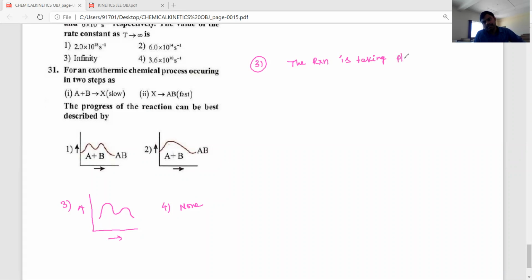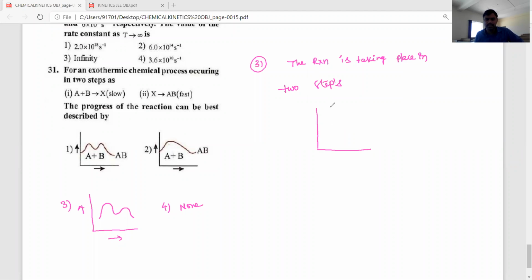Taking place in 2 steps. The first one is slow step, the second one is fast step. So the graph is being like this, in which the reactants A plus B.